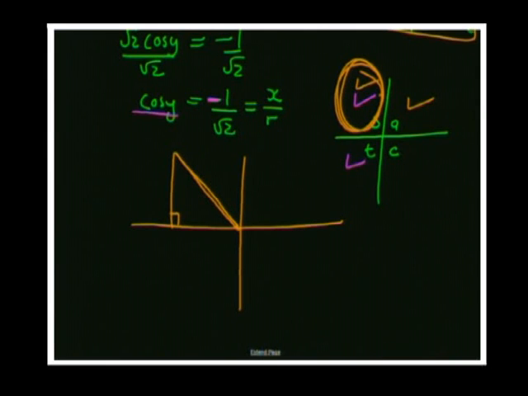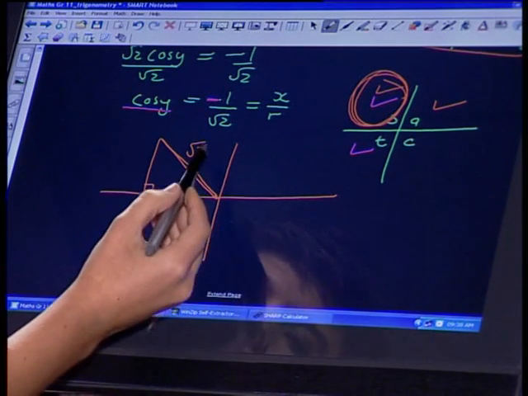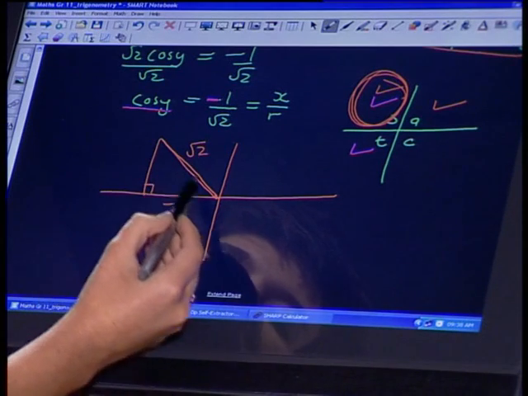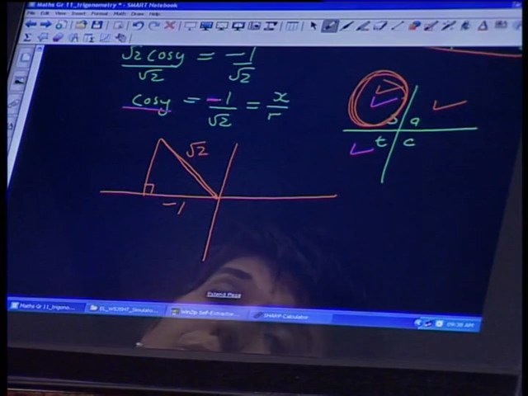I know that x is negative 1. I know that my radius is square root 2. Check the signs. On the left-hand side of your y-axis, yes, I have a negative. Square root 2, this is a radius or a hypotenuse. It must be positive, and that is definitely positive.